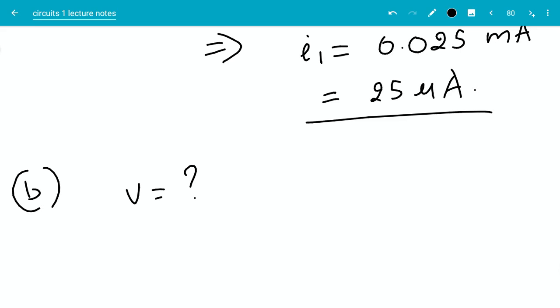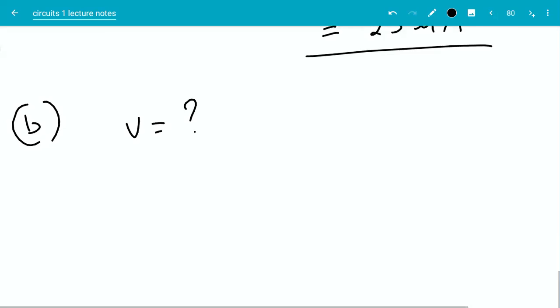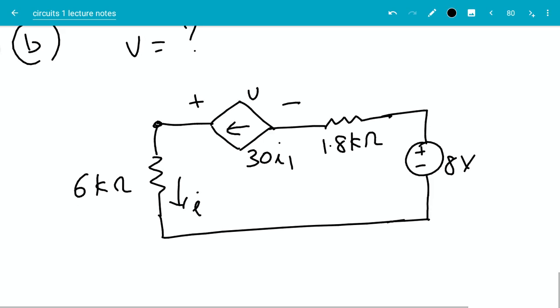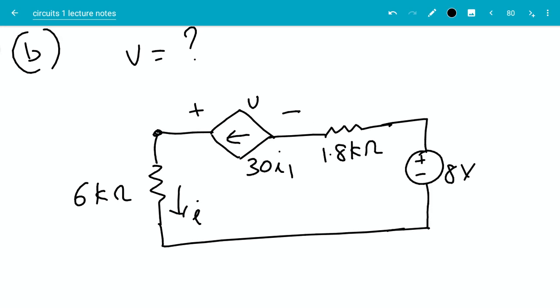Part B asks me to calculate the voltage V. I will draw the relevant part of the circuit here. So this is the second loop in the circuit which I can use to calculate V. So what I'm going to do is apply KVL in this loop, starting at this point, ending at that point again, in clockwise direction.